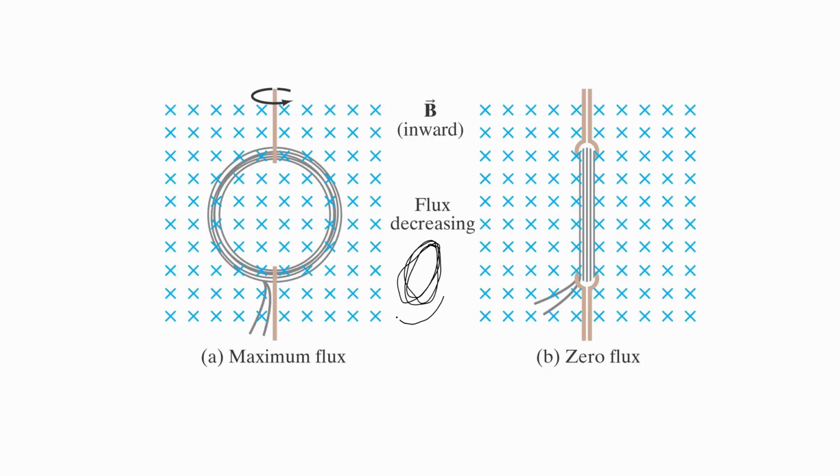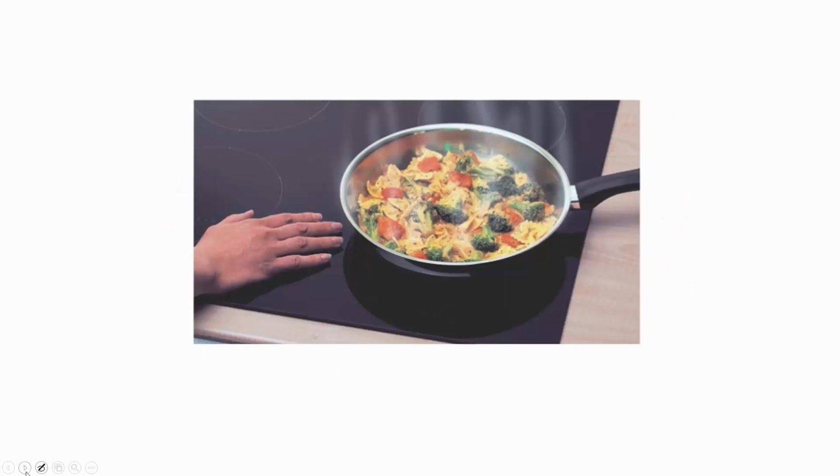So the current will go this way so as to give you a magnetic field going in to try to sustain the flux that was decreasing in the first place. A cool application of these induced currents are induction stovetops. Here, rather than having a heating coil just get hot, they have loops of wires that have changing magnetic fields. It doesn't do anything to your hand, it doesn't actually get hot at all.